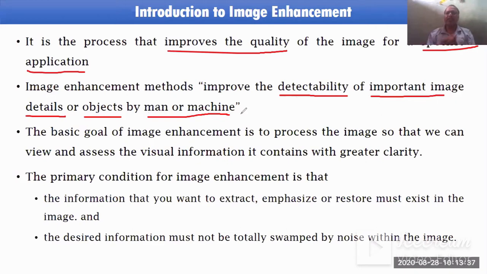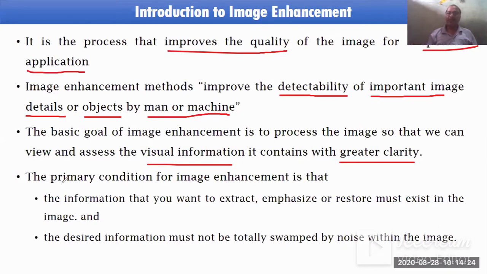So in short, image enhancement is used to improve the image, which can be useful for a machine or man for finding some specific object or specific detail in the image. So that is image enhancement. The basic goal of image enhancement is a process in which we can view and access the visual information with great clarity. So whenever we do image enhancement, we can easily identify and get access to some information in that image with great clarity.